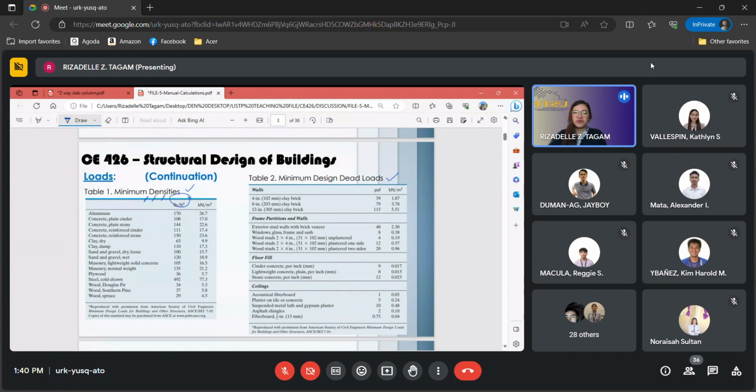So, diri naa ay pounds per cubic feet and naa ay kilonewton per cubic meter. Naa ay SI and then naa ay English. Depende on what unit of measurement you will use. So, naa ay density sa materials. Aluminum, concrete, plain cinder, plain stone. Kaning mga cinder is mga additives sila. Like nag-add og mga fly ash, mga ashes which we incorporate on the concrete. Kana i-identify na siya. Lahi-lahi na sila og density nga maka-affect sa atong value sa loads.